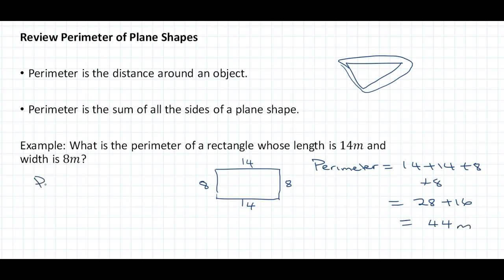Alternatively, because you have two pairs of equal sides, we're going to just add one pair and multiply by 2, which is 2 multiplied by 22, and that gives you 44. So these are two ways to look at perimeter. This method here, the method of adding all the sides together, is probably the best method we're going to use here. But if you want to do it this other way, it's fine as well. So let's look at some examples and see what we're going to be doing.